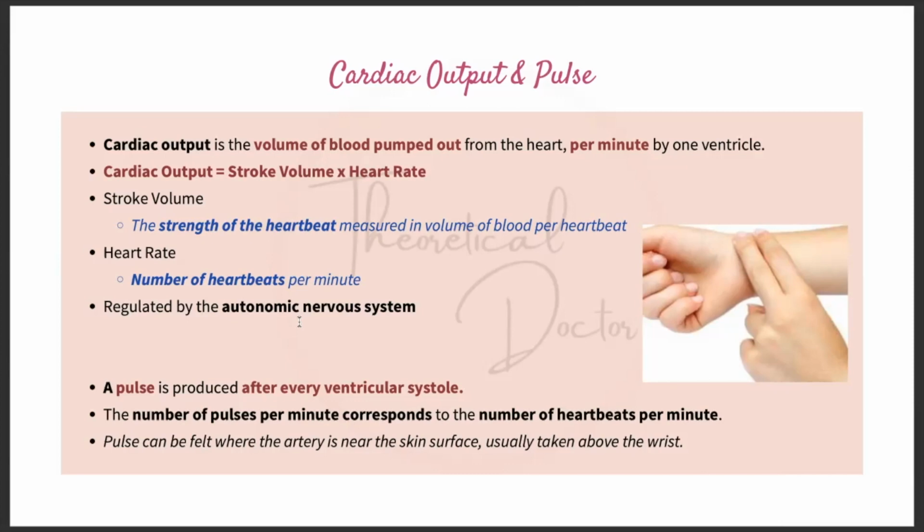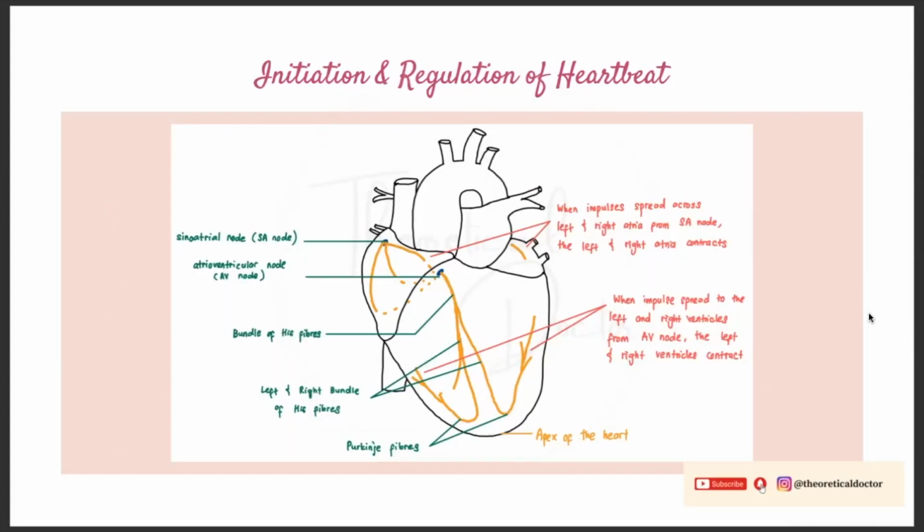A pulse is produced after every ventricular systole, and the number of pulses per minute corresponds to the number of heartbeats per minute. So this is where you measure the pulse. Pulse can be felt where the artery is near the skin surface, usually taken above the wrist, so it's over here. Now we'll enter the initiation and regulation of heartbeat.